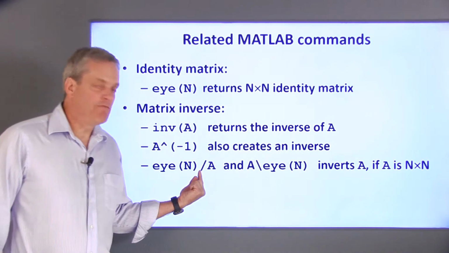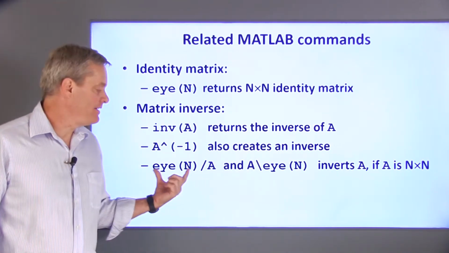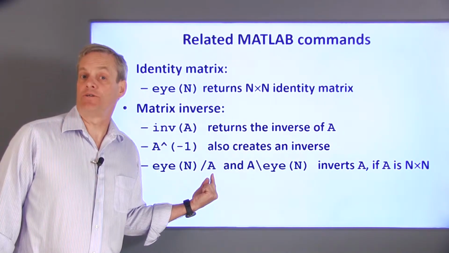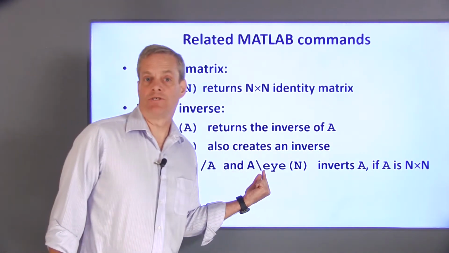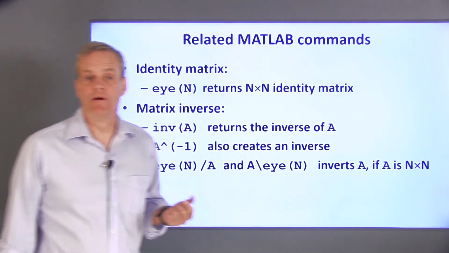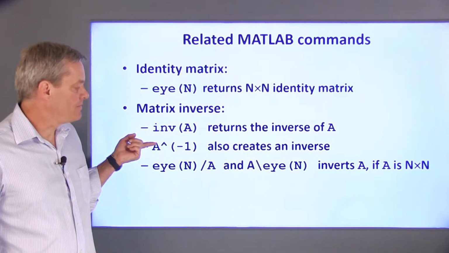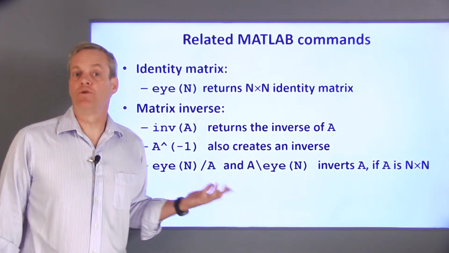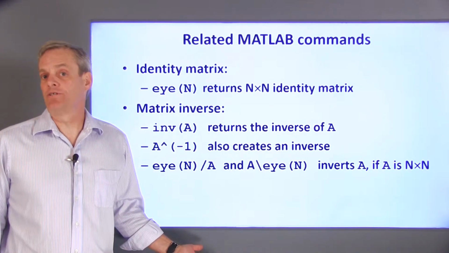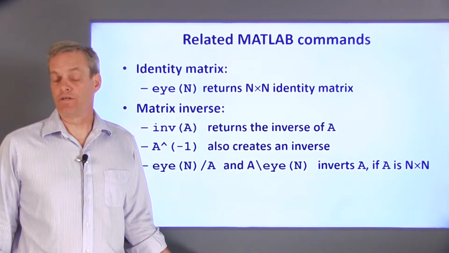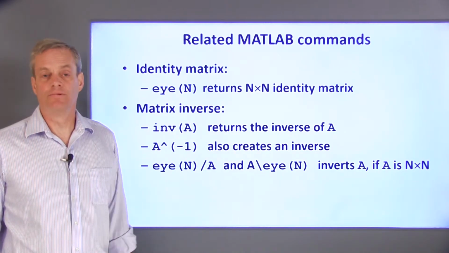Using the matrix division operator to divide the identity matrix by A also creates an inverse. You can use either the forward or the backward slash operators for this. Notice that when doing exponentiation or division, we're using the undotted versions of the operators. Undotted operators perform matrix operations according to the rules of linear algebra.